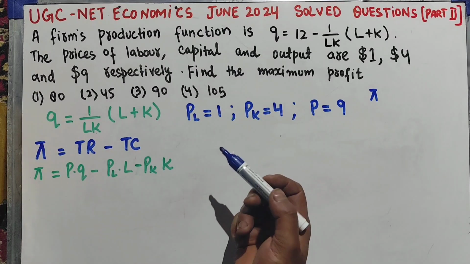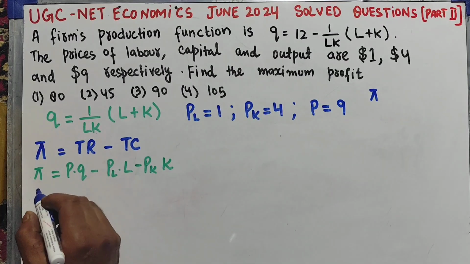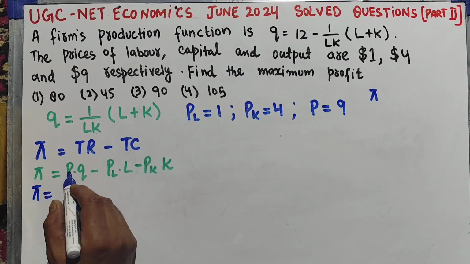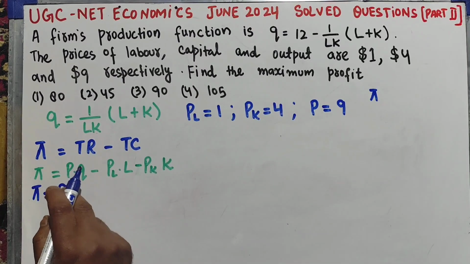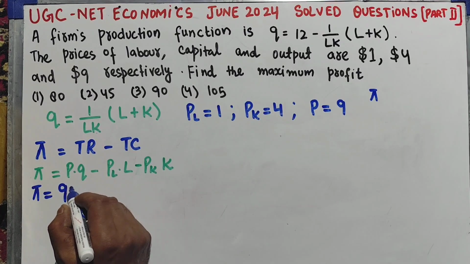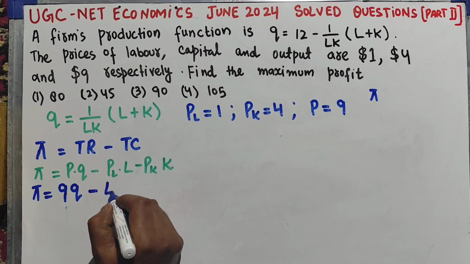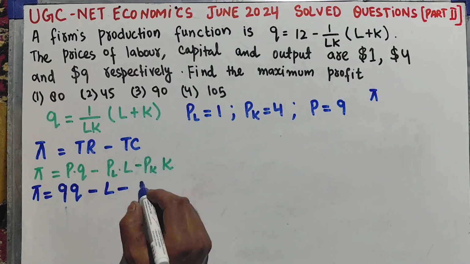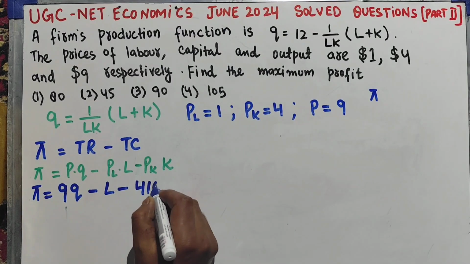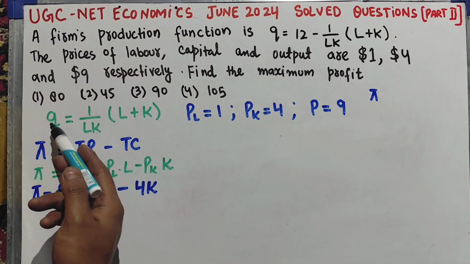Now we are being told that price of labor is 1, price of capital is 4 and price of output is 9. So can I write profit will be equal to, in place of P I write 9, that is the price of output, so 9 into Q minus price of labor is 1, so we write only L, minus price of capital is 4, so I write P_K is 4 times K. This is the profit function. Let us further expand this. Now we know Q is this very term.